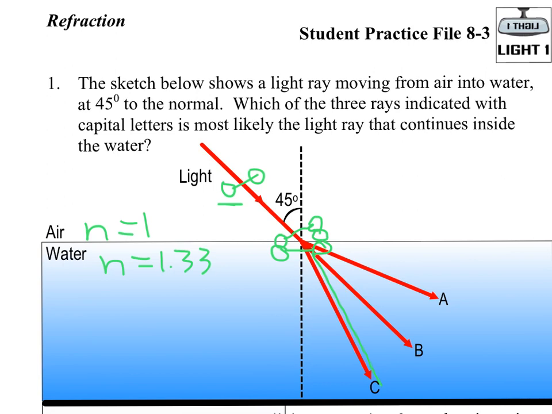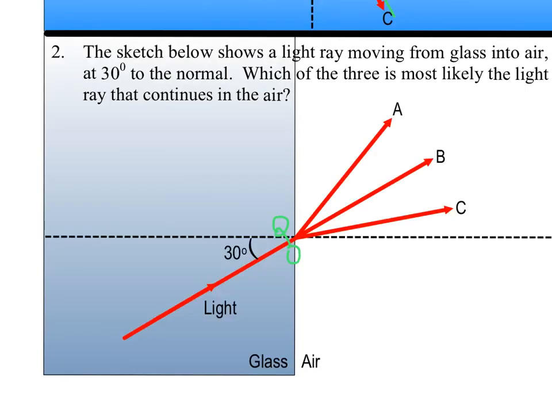Let's try number 2. All right, for number 2, we're going from glass to air, and we flip-flop the medium. So that way the first medium is going to be a higher index of refraction. Glass is typically about 1.4 to 1.6 for its n value, and then air is still about n equals 1. So that bottom wheel now is going to hit the medium change first, and it's going to speed up because it has to go faster in air than it does in glass, which means we're going to turn and bend away from the normal line, and path A is your correct choice here for number 2.